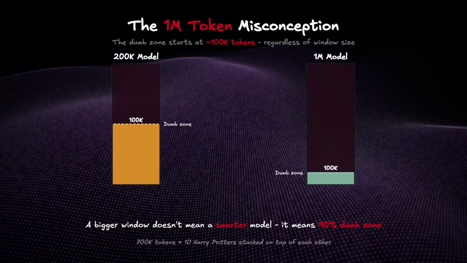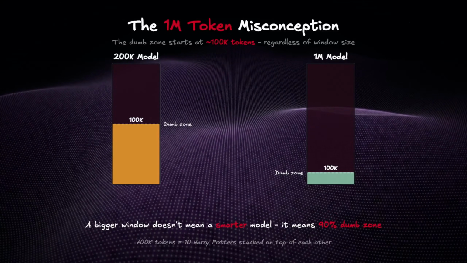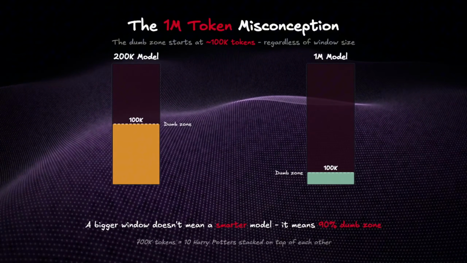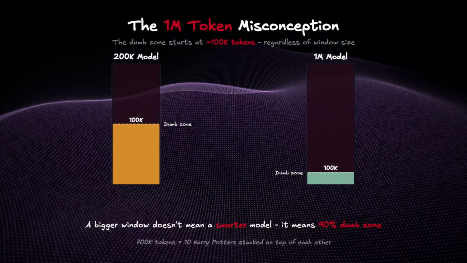At 700,000 tokens, it's like fitting 10 Harry Potter and the Sorcerer's Stones on top of one another, and then asking the agent to code something for you. As you can imagine, this is not going to go well.